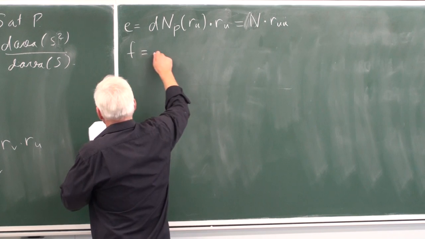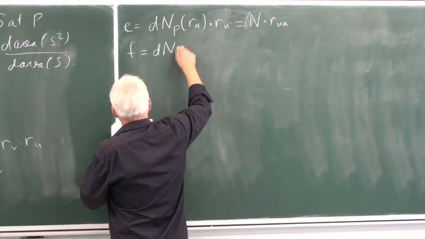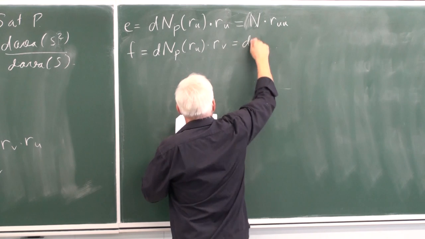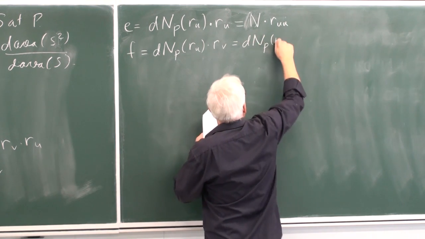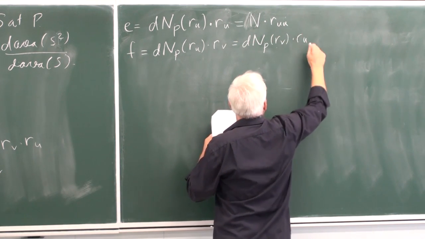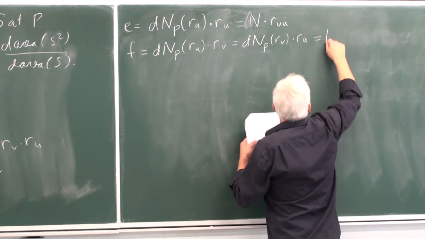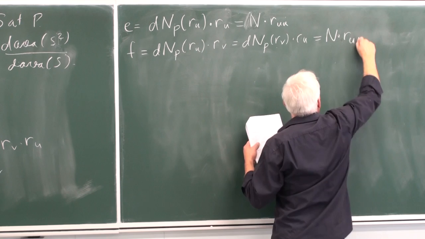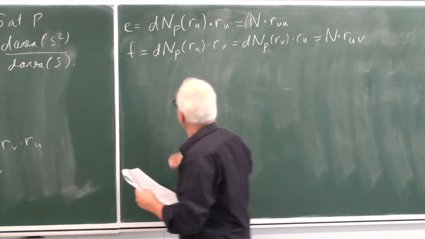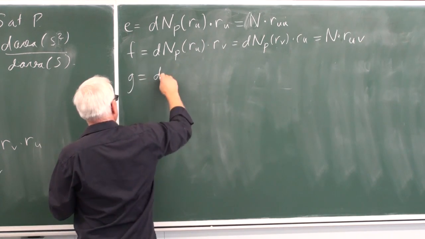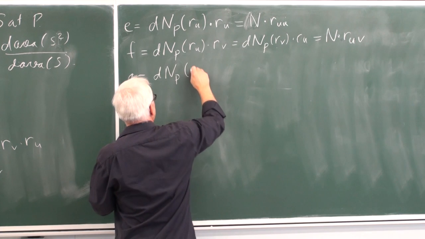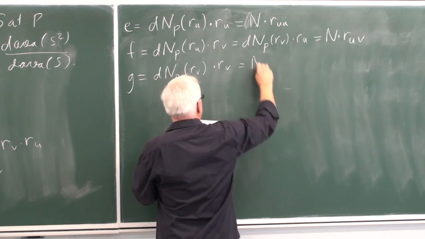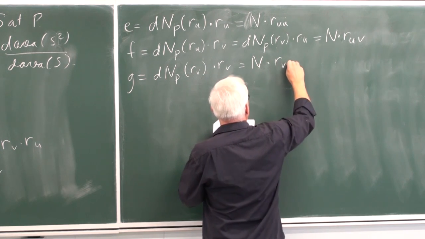Similarly, we have f equals dN sub p of R sub u dot R sub v, which is dN sub p of R sub v dot R sub u. And that's n dot R sub uv. And little g is dN sub p of R sub v dot R sub v, which is also n dot R sub vv.